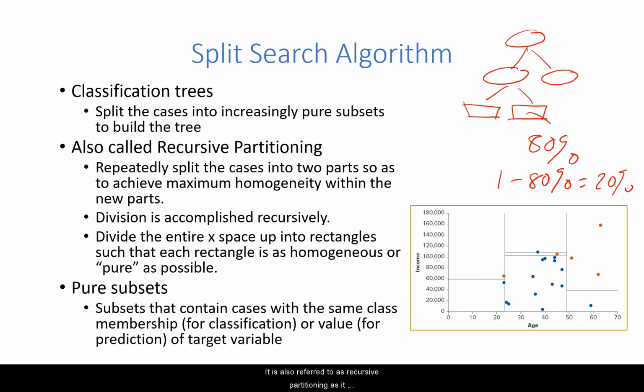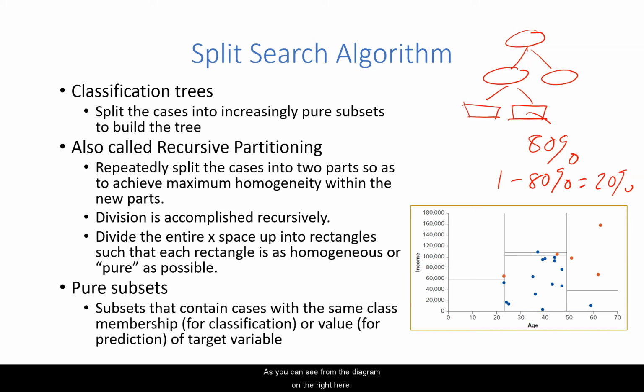It is also referred to as recursive partitioning, as it repeatedly splits the cases into two parts in order to achieve maximum homogeneity or purity within each part. The division is accomplished recursively because each new division is dependent on the previous divisions.